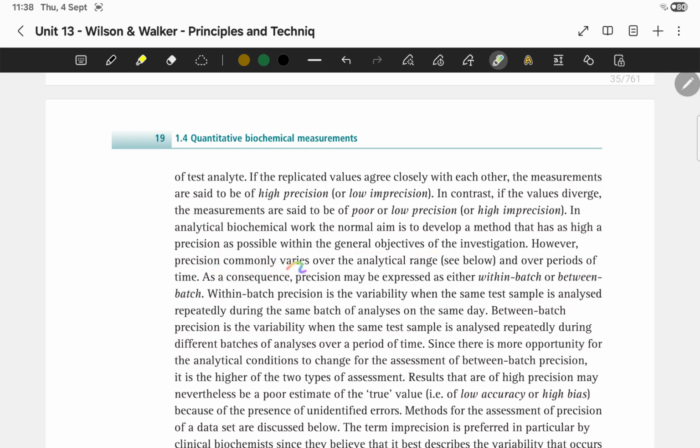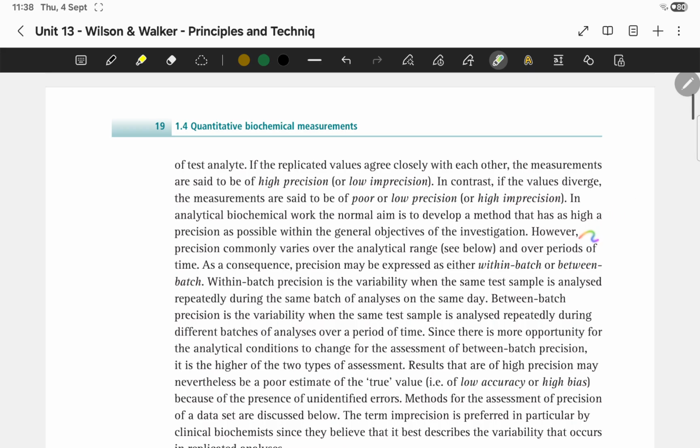However, precision commonly varies over an analytical range and over periods of time. As a consequence, the precision may be expressed as either within batch or between batch. Within batch precision is the variability when the same test sample is analyzed repeatedly during the same batch of analysis. Between batch precision is the variability when the same test sample is analyzed repeatedly during different batches of the analysis over a period of time.